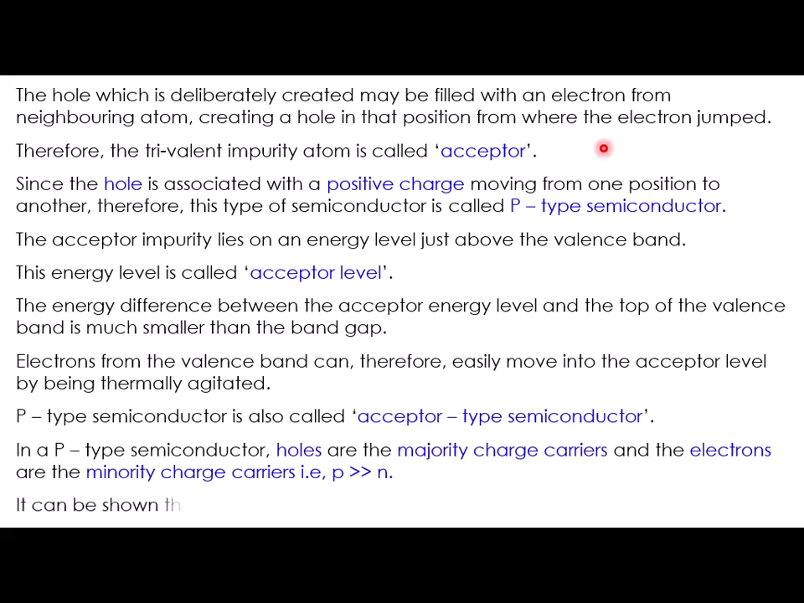And it is very easy to show that in a p-type semiconductor also this relation holds good. What is this relation? The product of the number of holes and the number of electrons is equal to a constant, which is nothing but the square of the intrinsic charge carrier concentration.